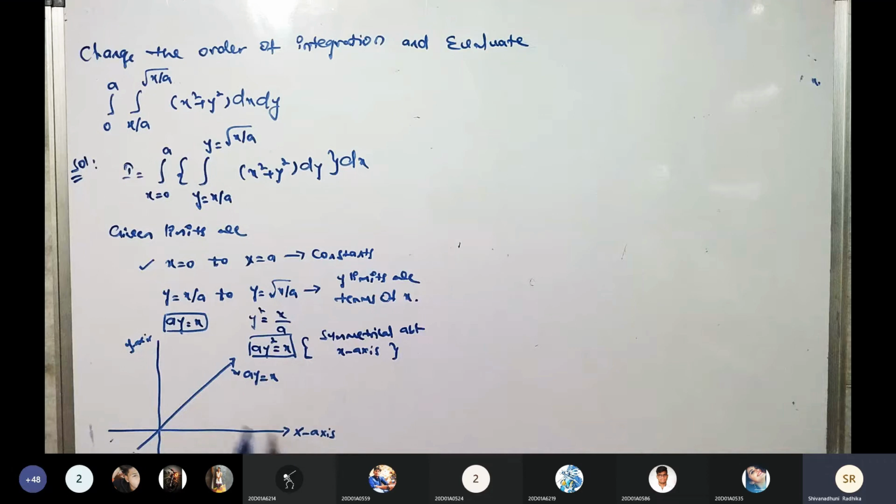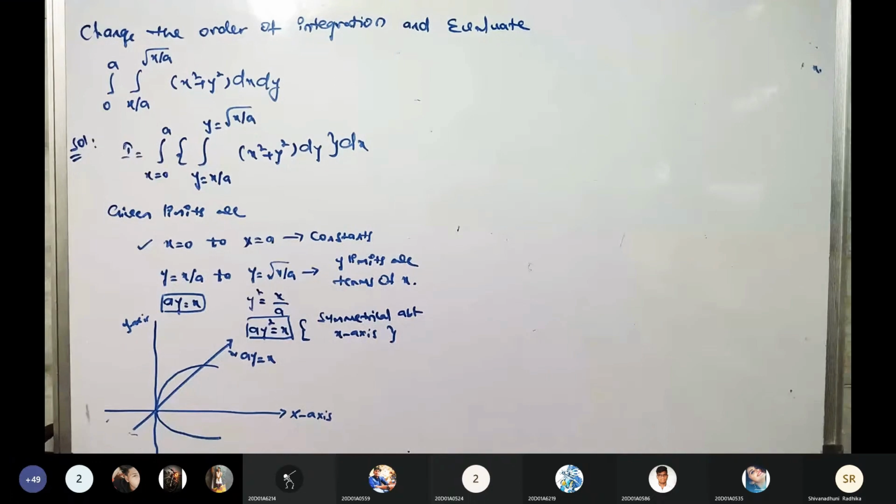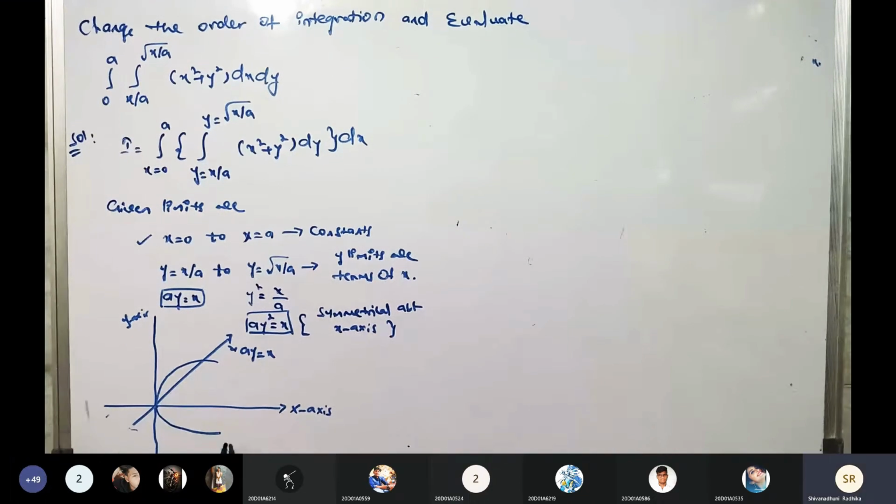This is the x-axis here. So I'm going to draw this symmetrical about the x-axis, whatever the constant value of a may be. It is clear. So this is ay square equals x. Now this is a shaded region. This region is bounded by these two curves. We need to evaluate. Okay. Now in this diagram, first of all, we are going to find the new limits.